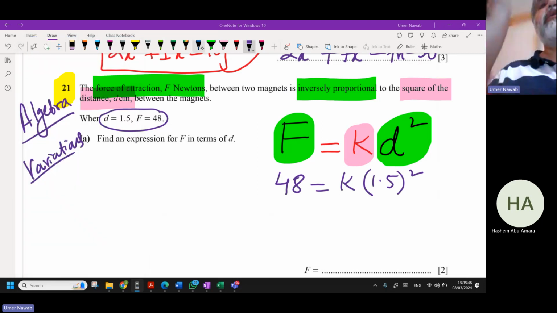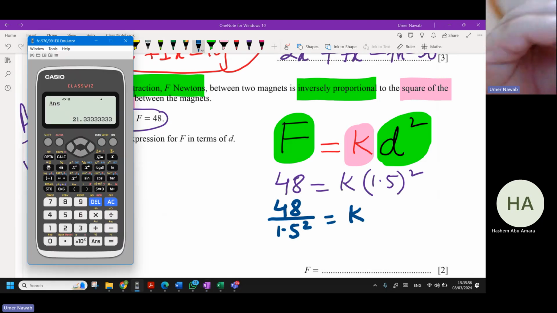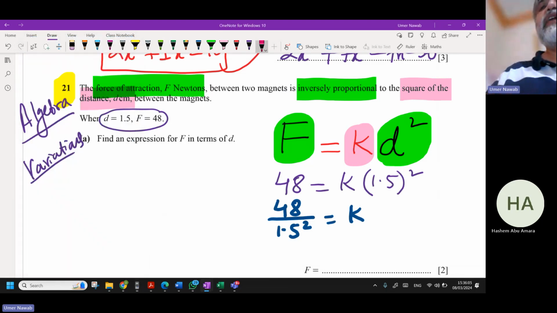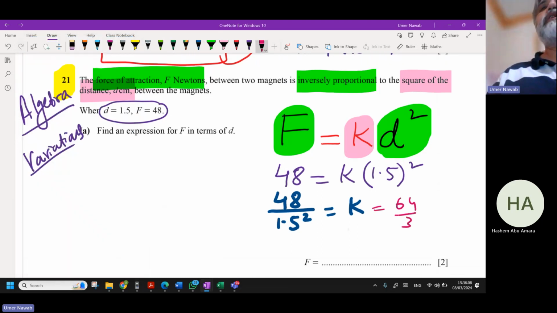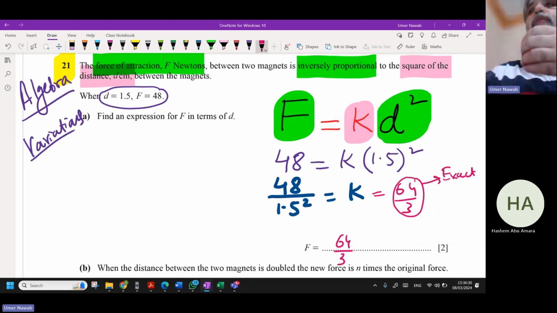But I want to show you the manual way, 48 divided by 1.5 squared, and that is the value of K. So let me write it, guys, for you. 48 divided by 1.5 squared, and I got my answer 64/3. Keep the answer as a fraction, because guys, this answer will be approximated. So it's better to keep the constant exact. Yani, this is the exact answer. But if you try to approximate it, maybe the examiner will not feel good about that, okay? So this is the final answer, 64/3. So F is equals to 64/3.